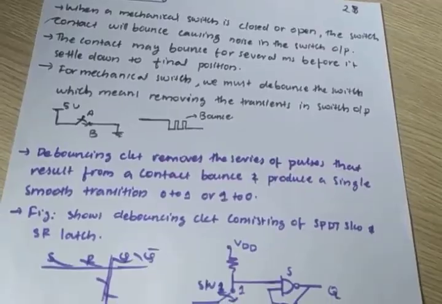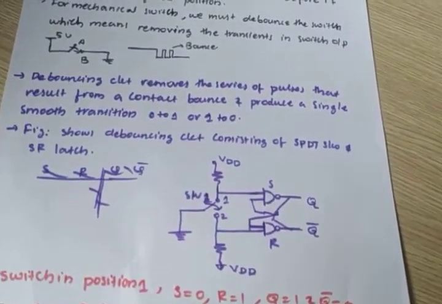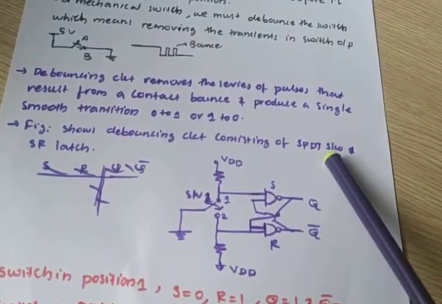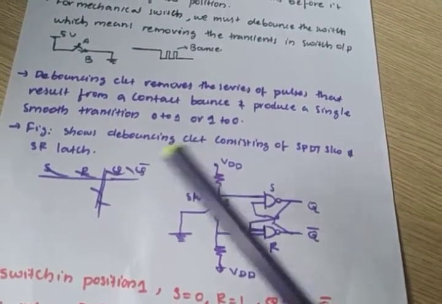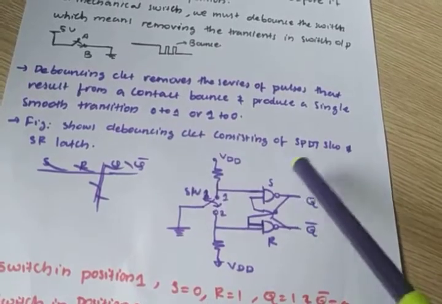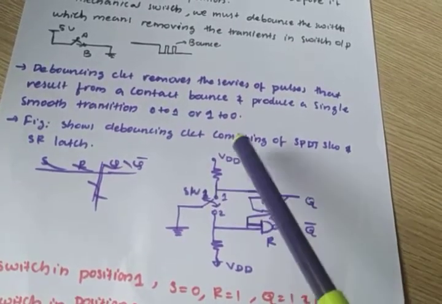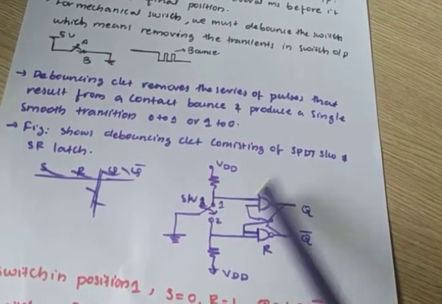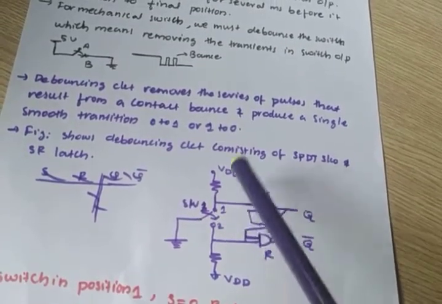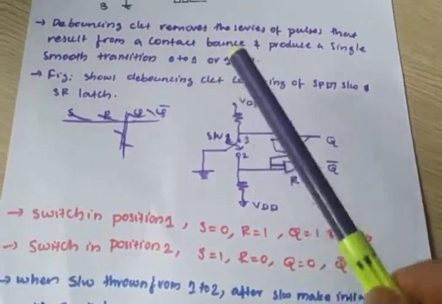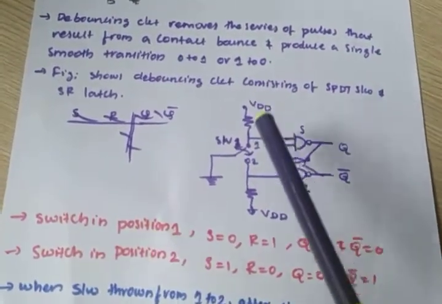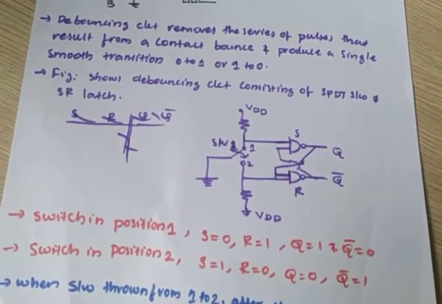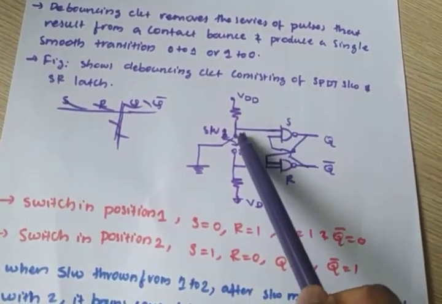The figure below shows the debouncing circuit that consists of a single pole dual throw, SPDT, switch with an SR latch. Listen and look here. VDD is connected. This is the switch with positions 1 and 2. Now the switch is in position 1.